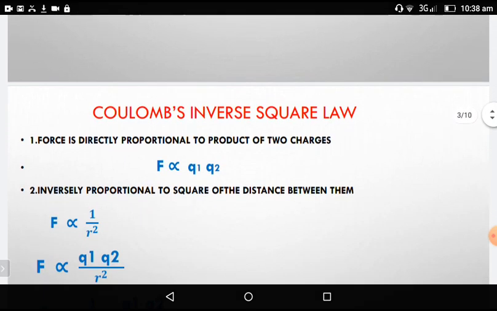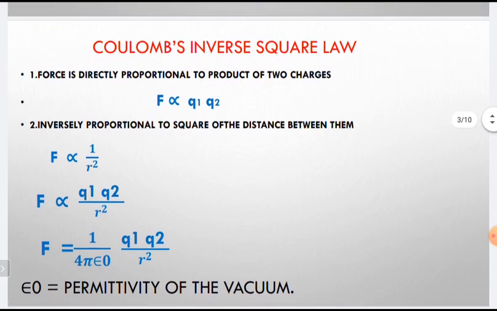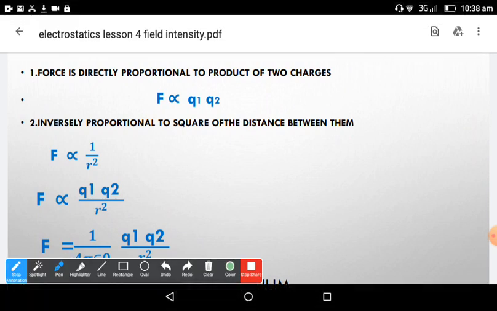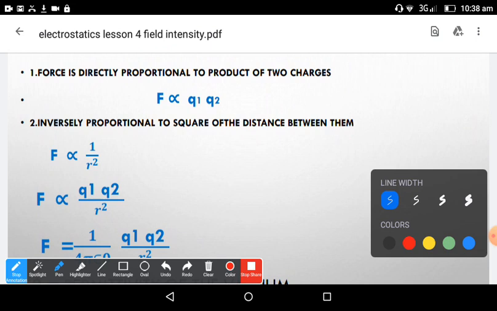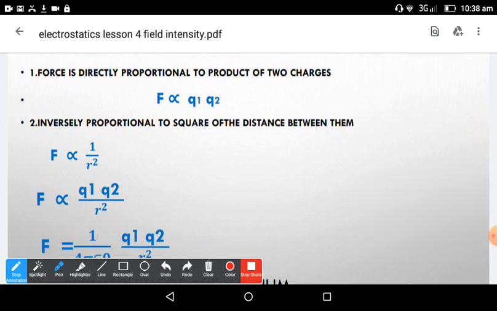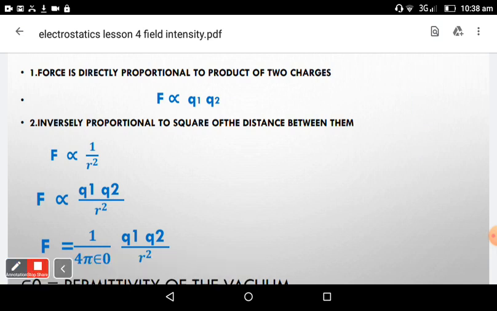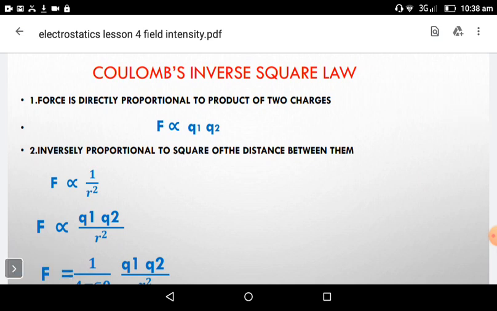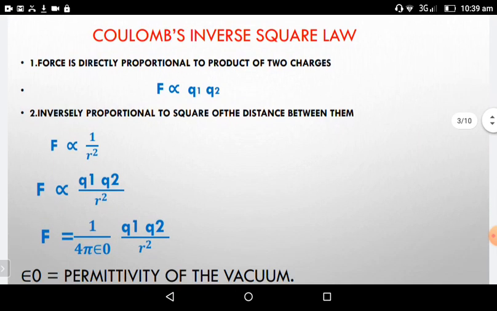So next, I said electrostatic force. It is the force between two charges. Already we discussed this in the previous classes. Coulomb has derived the formula for this force. So electrostatic force, which is between the two charges, is depending upon two factors. Two charges are there. We denote the two charges with Q1 and Q2.